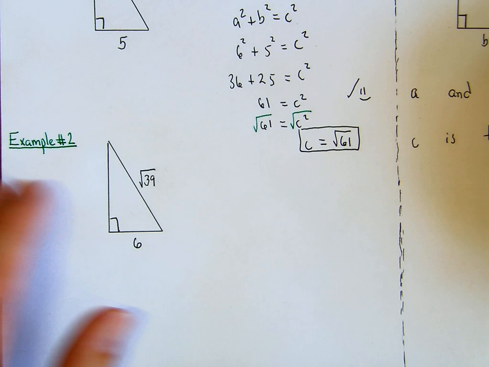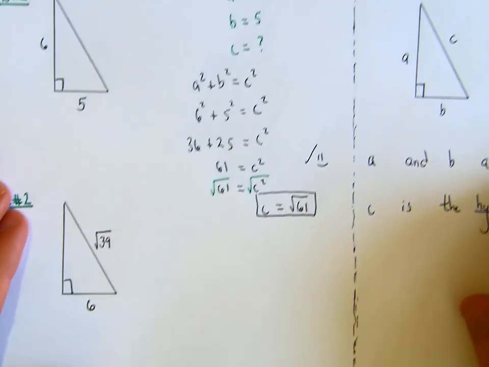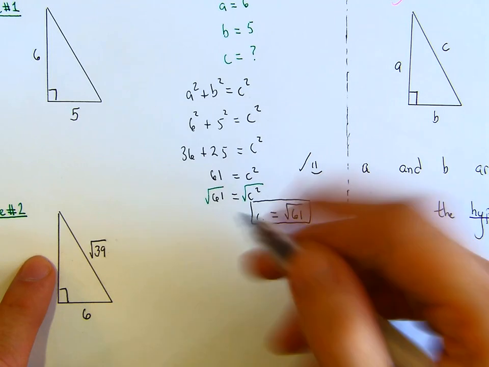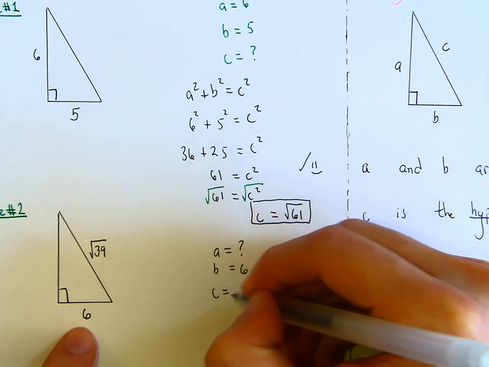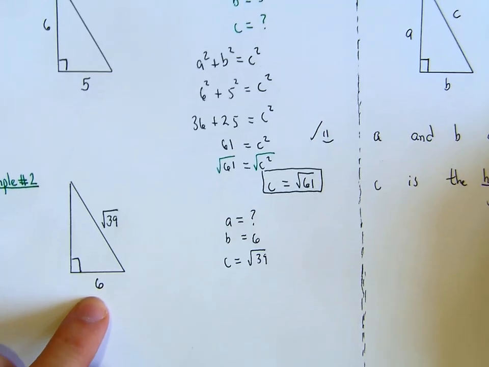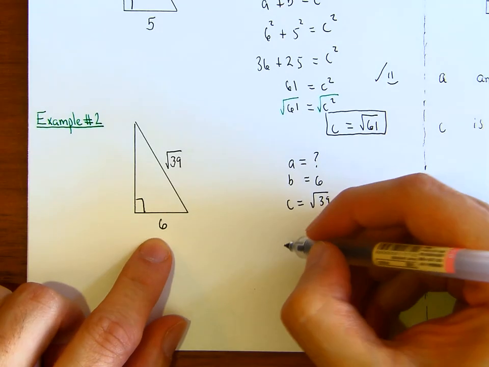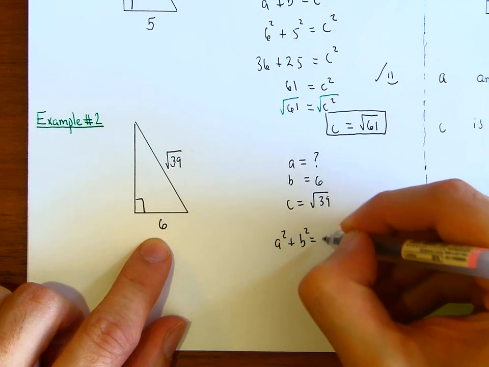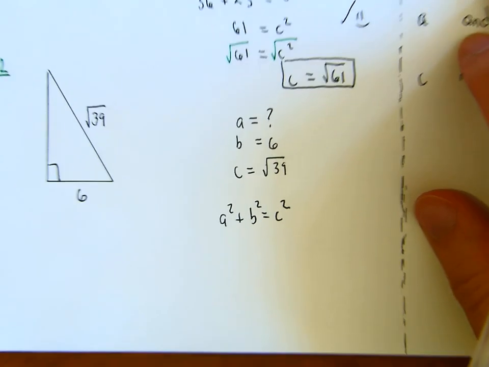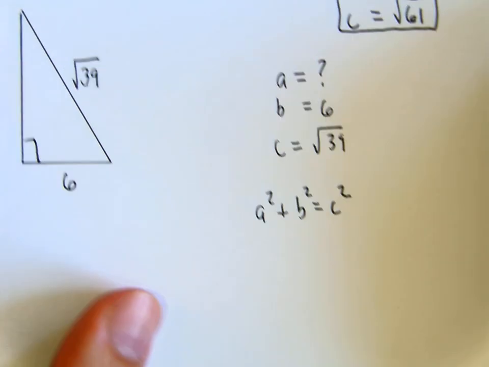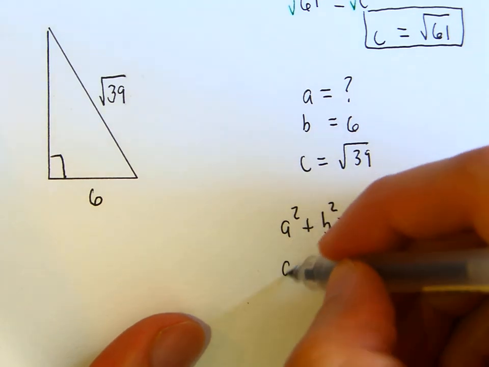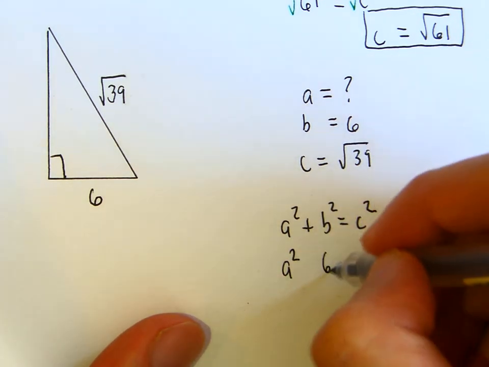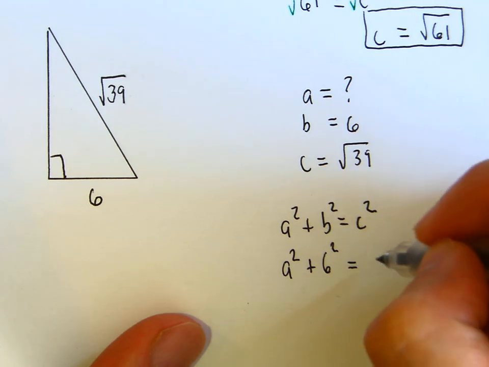Here, if you look at this example, notice the same idea that we have here. What is our A value? We don't know. What is our B value? It's 6. And what is our C value? It's the square root of 39. So knowing this, let's use the formula. This is A squared plus B squared equals C squared. And let me zoom in the camera a little bit. Okay. How do we actually figure this out? So we know that this we don't know, so we're going to leave it alone. B squared is going to be 6 squared, equals the square root of 39, the whole thing squared.